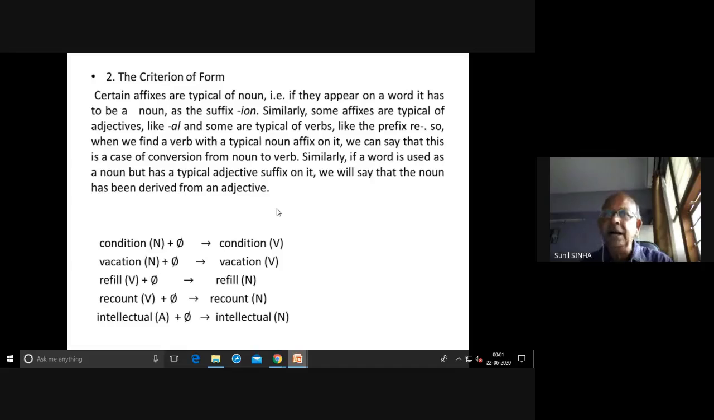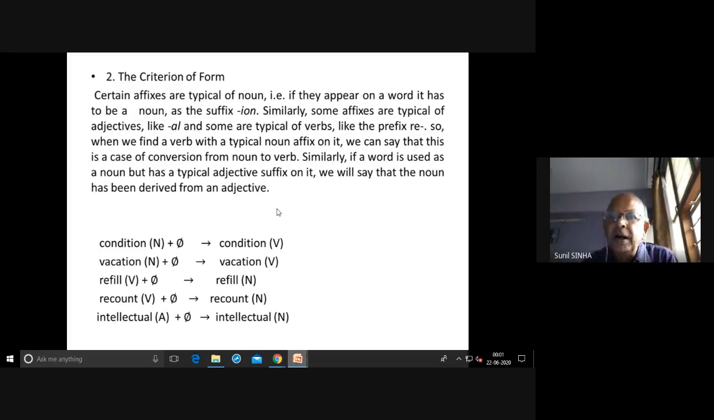Okay, next slide. The criterion of form. Now the second argument is related to the form, the criterion of form. And what is the meaning of form here? Form means whatever you see or whatever you hear, like condition. You can see condition written, or you can hear condition spoken. When you hear condition, that is the form of condition.